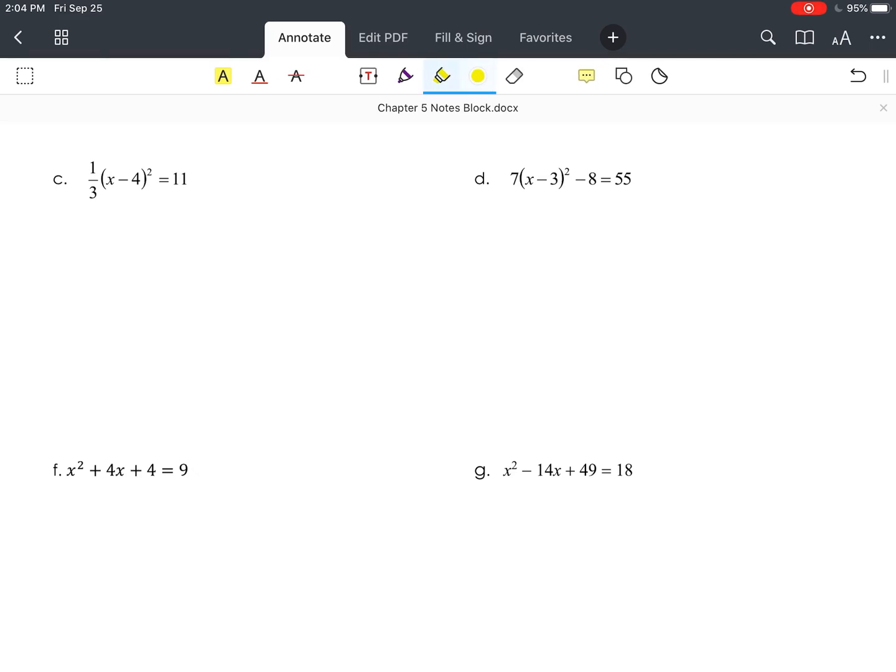So let's try letter C. Letter C, my squared term, the x minus 4 in parentheses, is being multiplied by 1/3. So to get rid of the 1/3, if you multiply both sides by 3, 3 times 1/3 is 1. So then that will go away, and you'll be left with x minus 4 quantity squared equals 33.